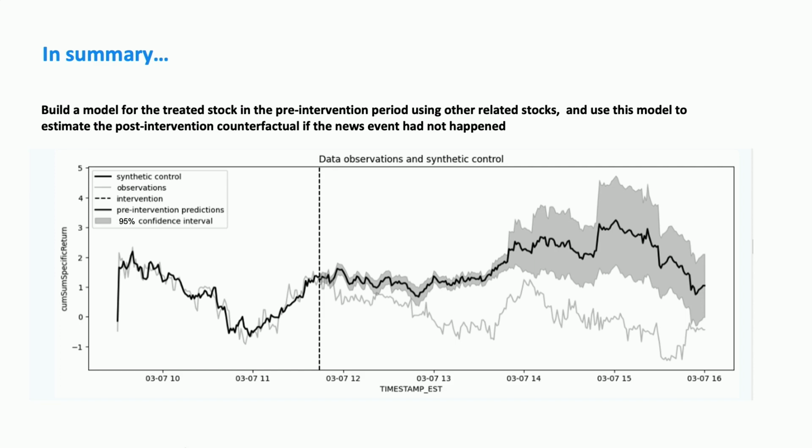And post-event, the dark line is the projection, or we call the counterfactual time series. The estimate of how the treat stock AR would have behaved had the downgrade not happened on that day. And the gray line is its actual returns. And the difference is the causal impact, or the impact we want to look at. The gray area is a confidence interval.